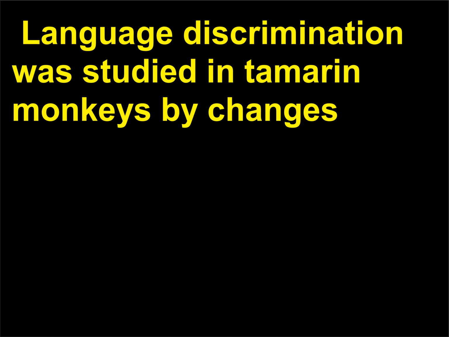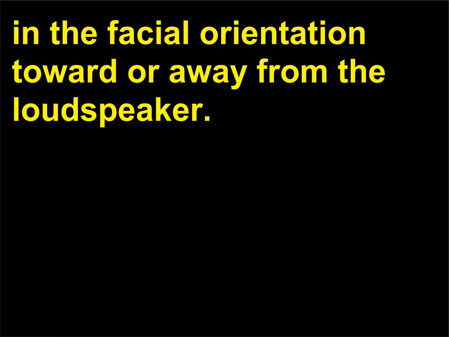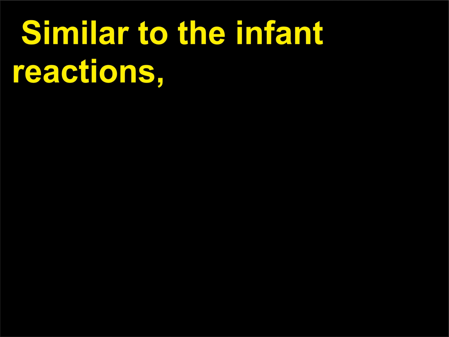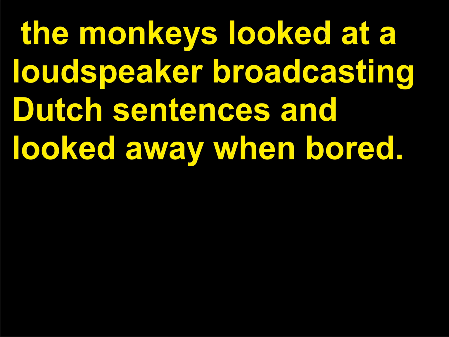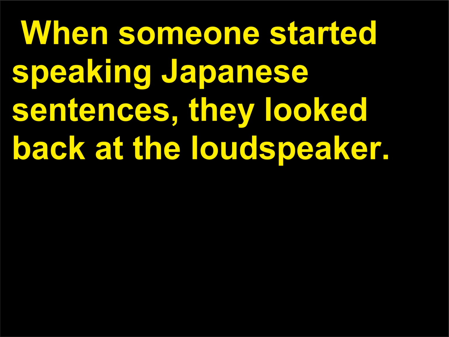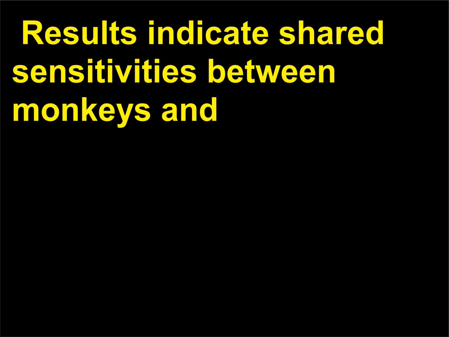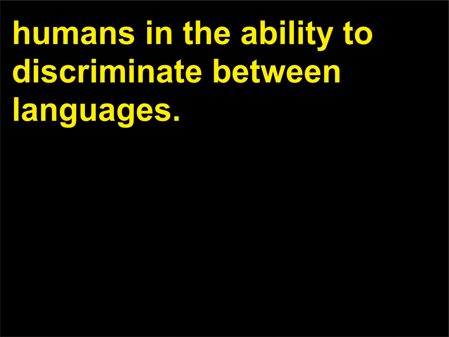Language discrimination was studied in tamarin monkeys by changes in the facial orientation toward or away from the loudspeaker, similar to the infant reactions. The monkeys looked at a loudspeaker broadcasting Dutch sentences and looked away when bored. When someone started speaking Japanese sentences, they looked back at the loudspeaker. Results indicate shared sensitivities between monkeys and humans in the ability to discriminate between languages.